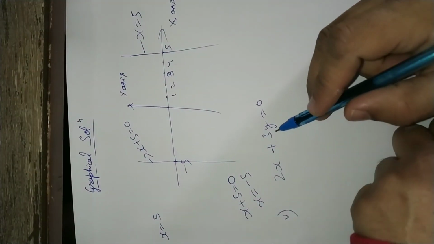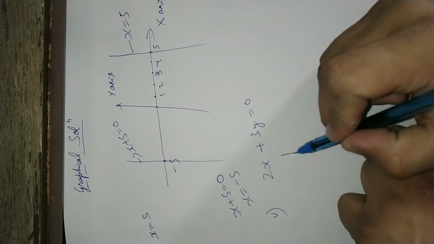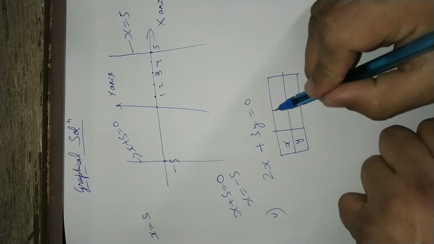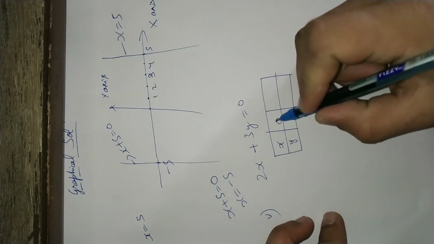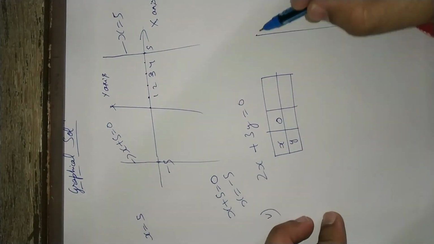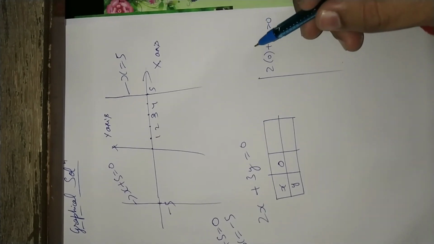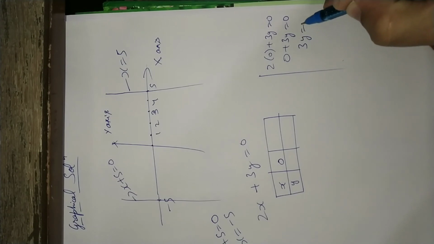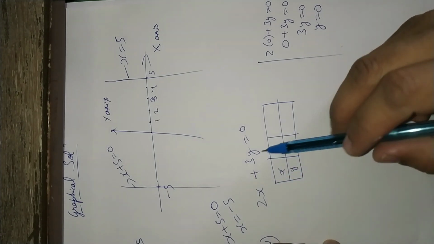The fifth part, 2x plus 3y is equal to 0. Here again we have to make a table with x and y. First of all we will take x as 0. If x is 0, this will become 2 into 0 plus 3y is equal to 0. This term will become 0, so 3y is equal to 0, y is equal to 0. So when x is 0, y is also 0.